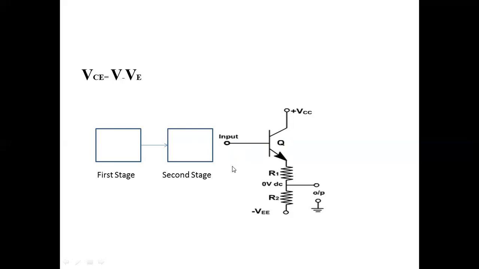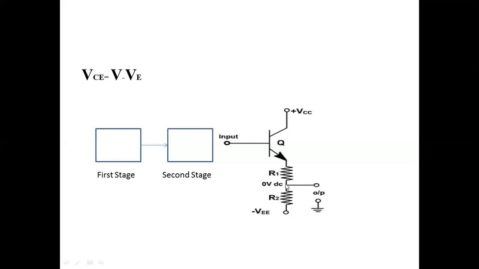So to measure this AC component accurately, this DC component should be kept at 0. If it is not 0, then the transistor is not working properly as an amplifier. So to make it 0, we are keeping this output terminal, or these emitters, connected towards the ground with the help of a voltage divider network.